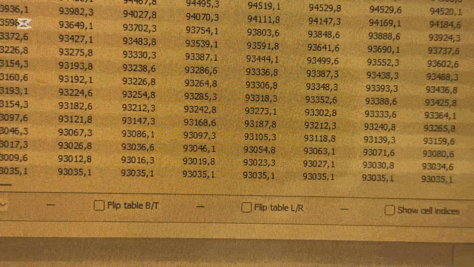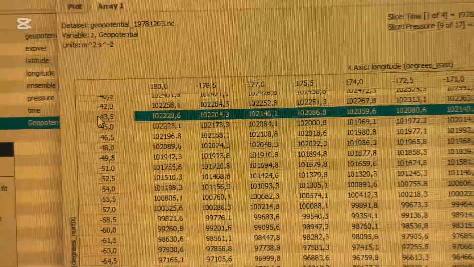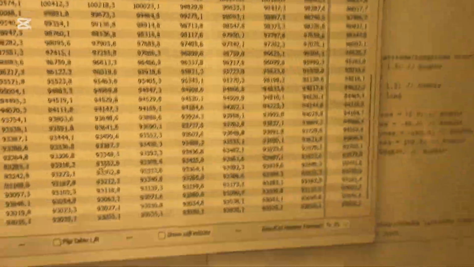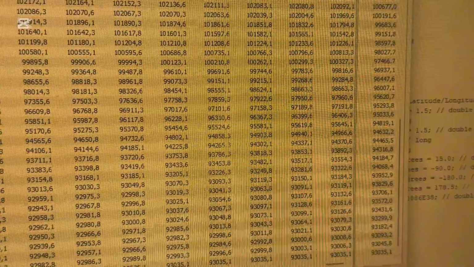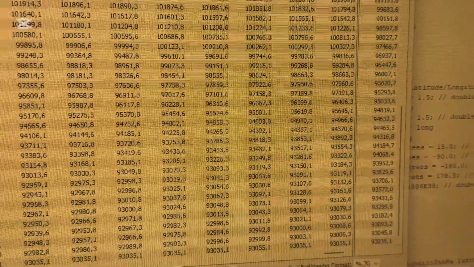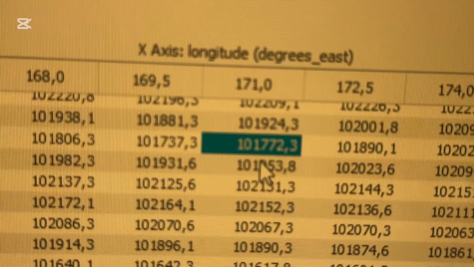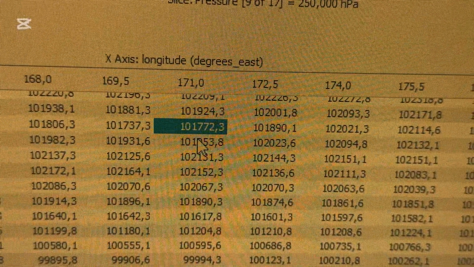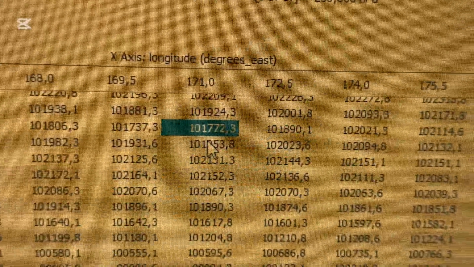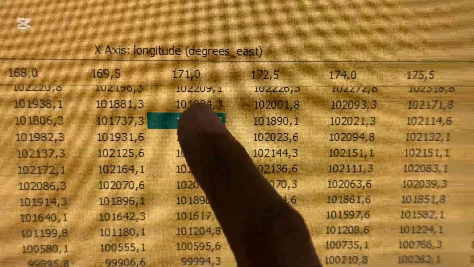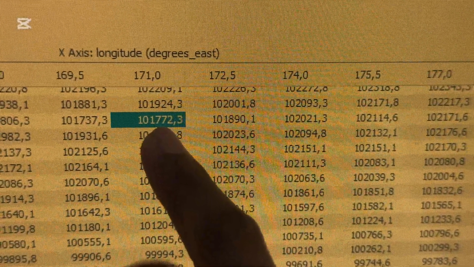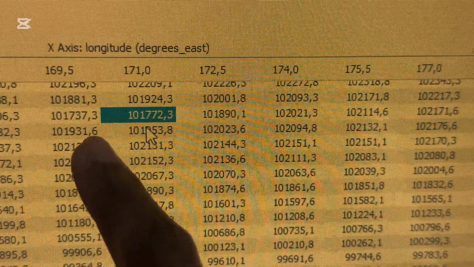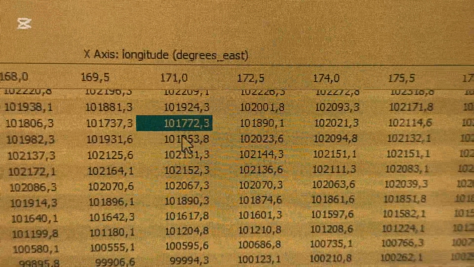And so in theory, what I should be able to find at minus 43.5 and 171 is right over there. And that is the core of the cutoff flow. And notice how it is lower than most of these. Right, so that one is 101.72. So that is valid.